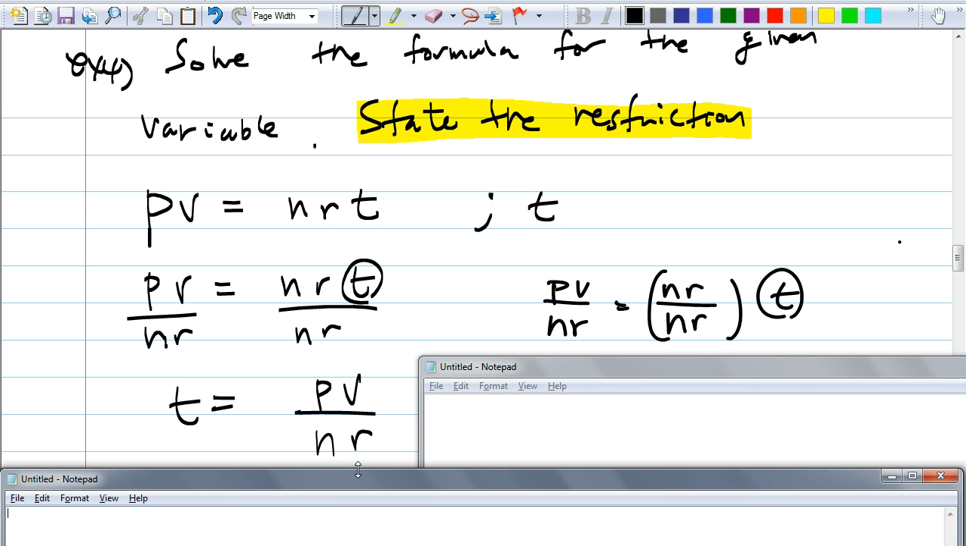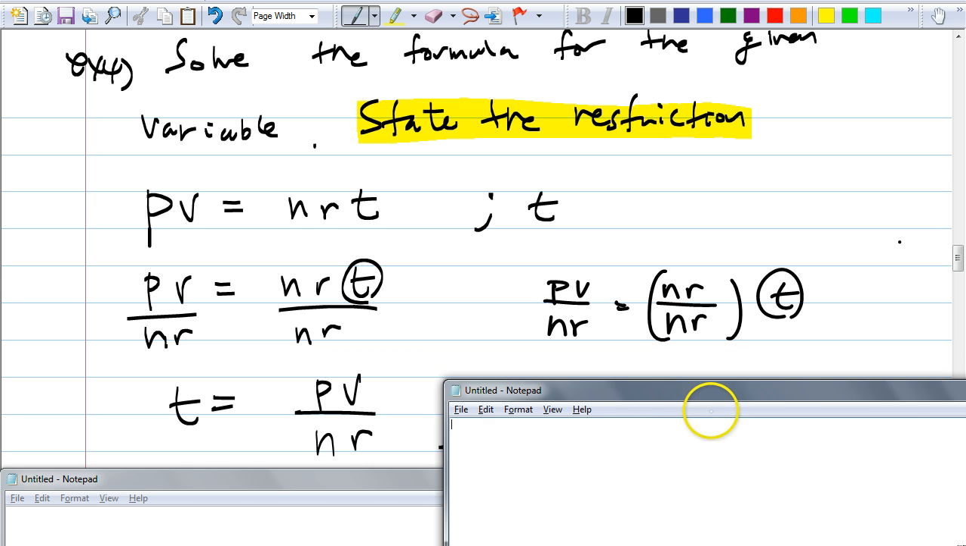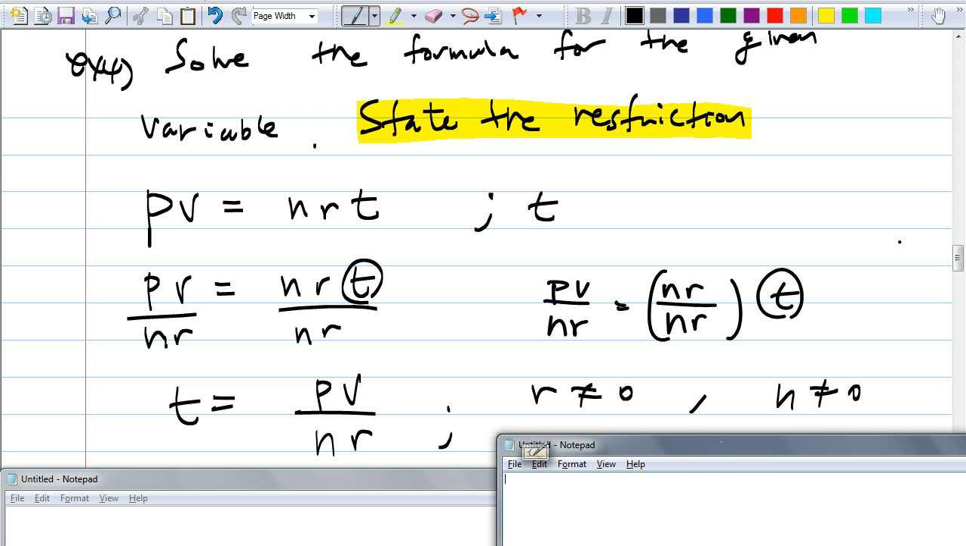This is only true when n and r are not equal to 0. When they are equal to 0, then you get something undefined, correct? There you go. Do I need to say anything about P and V? No, we don't mind for the numerator to be 0. That's fine. We just don't want the denominator to be 0. Does that make sense, Aaron?